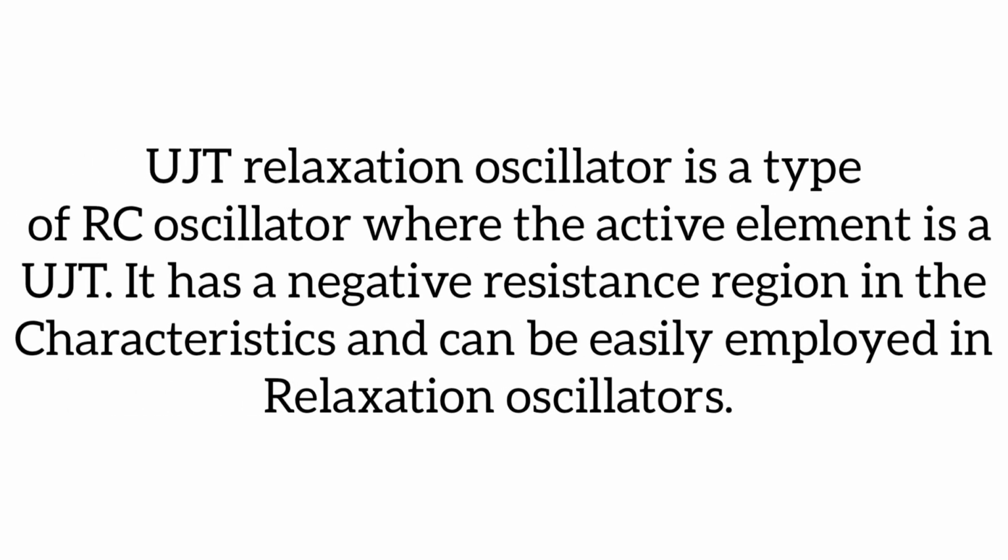In today's video we will be learning about the UJT relaxation oscillator. UJT relaxation oscillator is a type of RC oscillator where the active element is a UJT. UJT is an excellent switch with switching times in the order of nanoseconds. It has a negative resistance region in the characteristics and can be easily employed in relaxation oscillators.